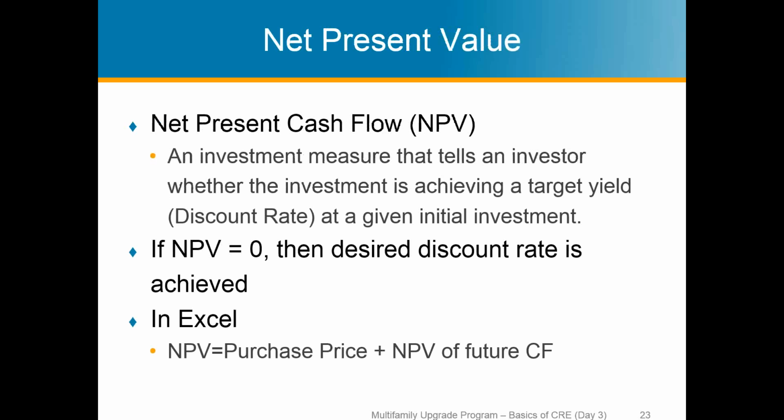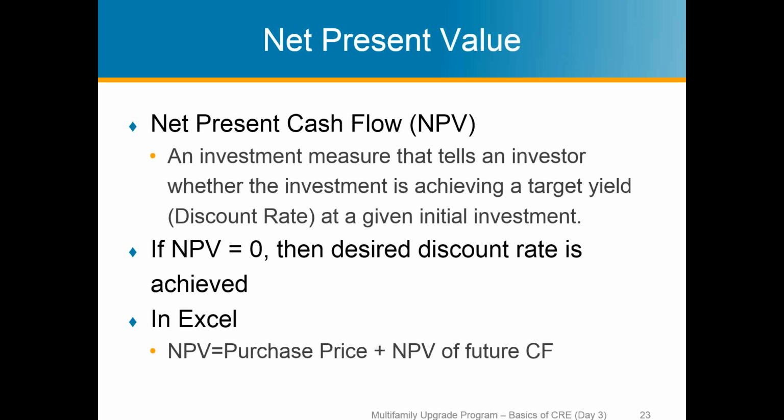So net present value. It's a means by which an investor measures whether the investment is achieving a certain target yield or discount rate at a given initial investment. What it basically says is, if you want, let's say, an 11% return on capital or return on investment, and the net present value of all your cash flow is equal to 0, that means you achieved your 11%. If your net present value is greater than 0, that means you're doing better than 11%. If you're doing less, it means you're doing worse, right? So an NPV of 0 just says that, hey, you're achieving your discount rate.